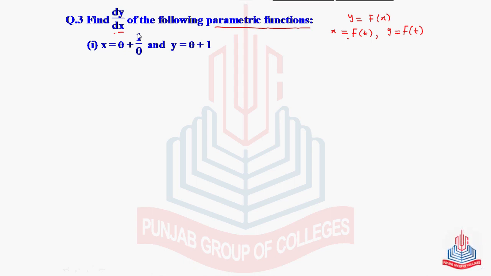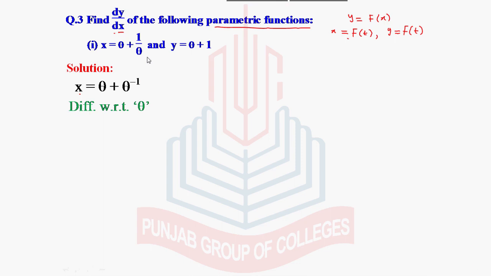So now x is equal to theta plus 1 over theta and y is equal to theta plus 1. As we discussed here, x is dependent upon t and y is also depending upon t, and in this particular question x is a function of theta and y is also a function of theta. Now by differentiating both of these functions we will ultimately find dy by dx by using our chain rule. So start our question. Let x is equal to theta plus theta raised to the power minus 1, which is in the form of 1 over theta actually.